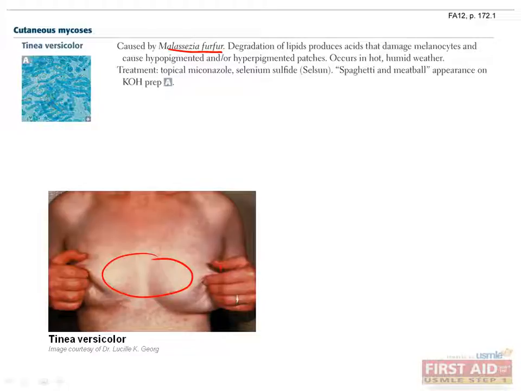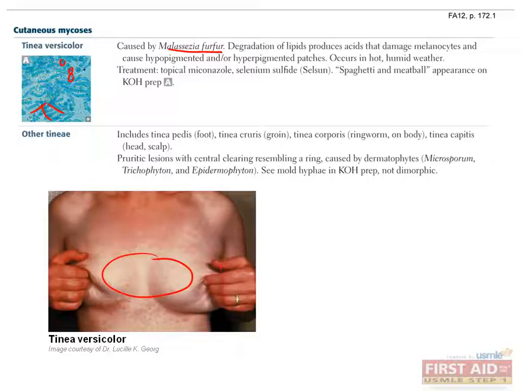You can diagnose this fungal infection by taking skin scrapings from the patches and applying KOH to the sample. Under a microscope, you will see what is known as the spaghetti and meatball appearance of Malassezia furfur. Here are the spaghetti strands, and here are the meatballs. The Malassezia species is also responsible for dandruff in the hair. This might help you remember why topical selenium sulfide, which you can see in the store as Selsun Blue shampoo, is helpful in treating dandruff in the hair and tinea versicolor.